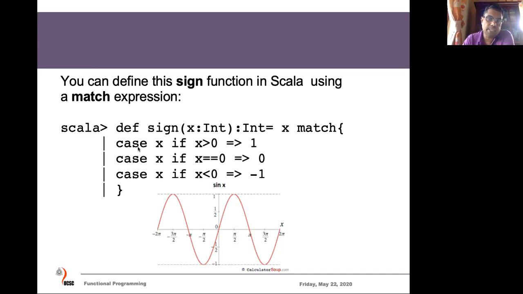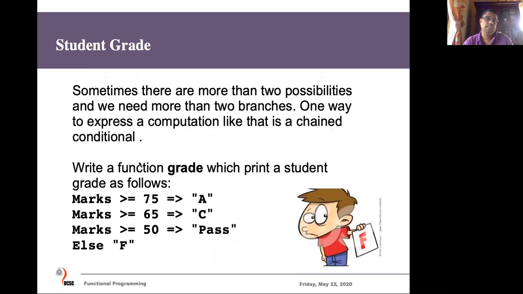So how do we write it? We say case x. This is the first case, with this integer x. What do we check? If x greater than 0. This is called a pattern guard. If x satisfies this condition, it transforms the output to 1. If the given x satisfies this condition, it transforms to 0. And in the otherwise case, it transforms to minus 1. So that's how we can implement the sign function.